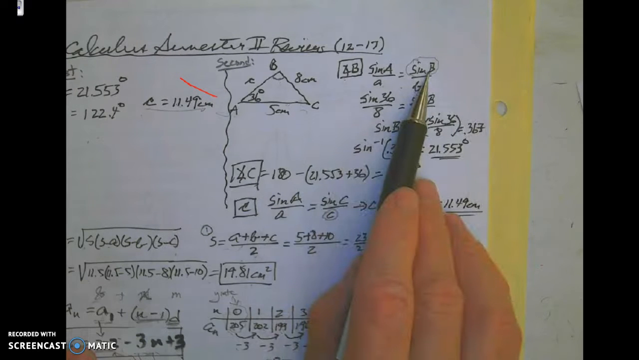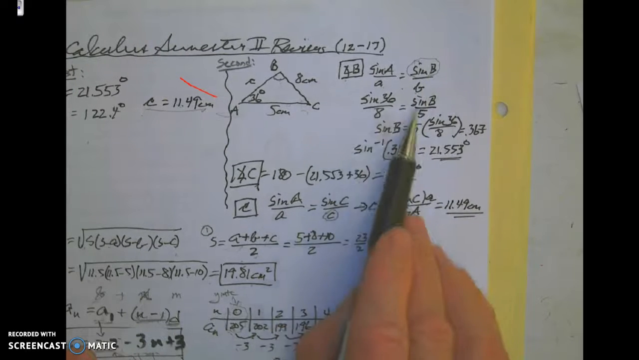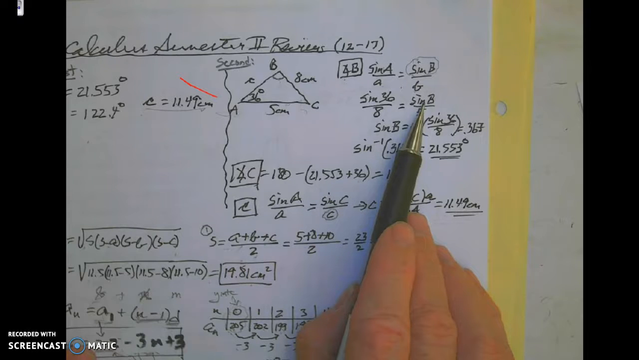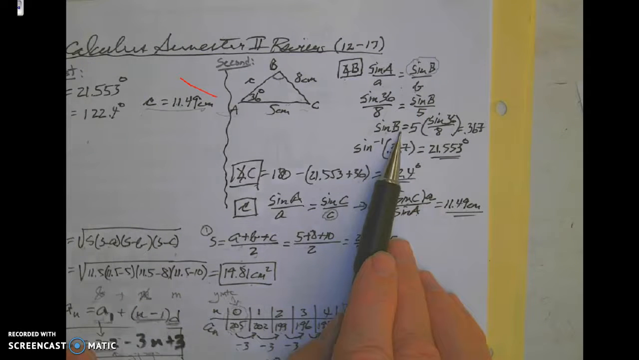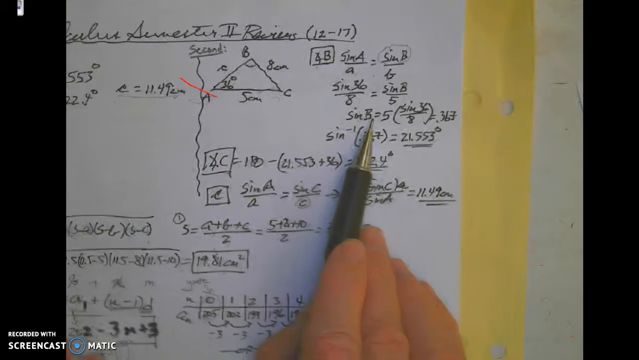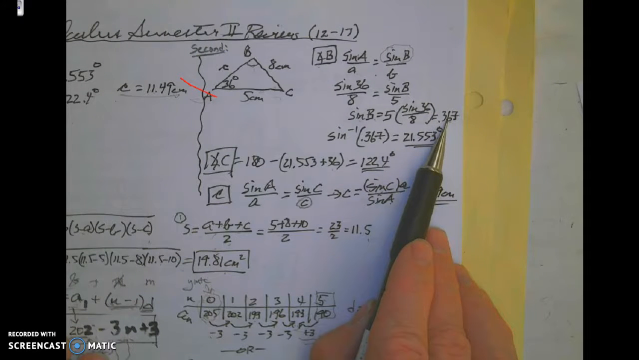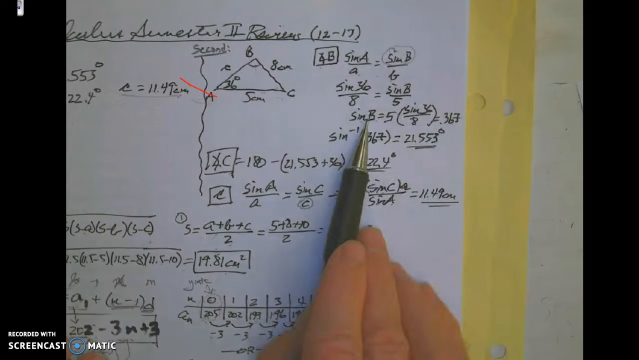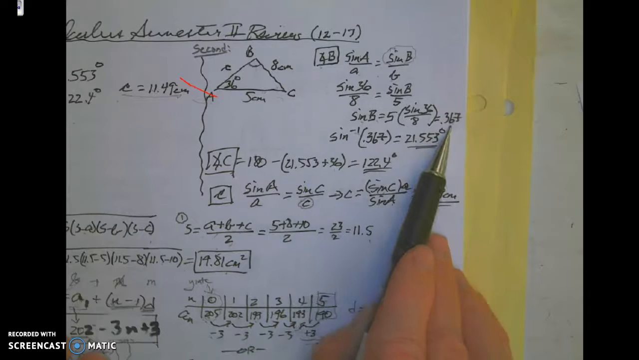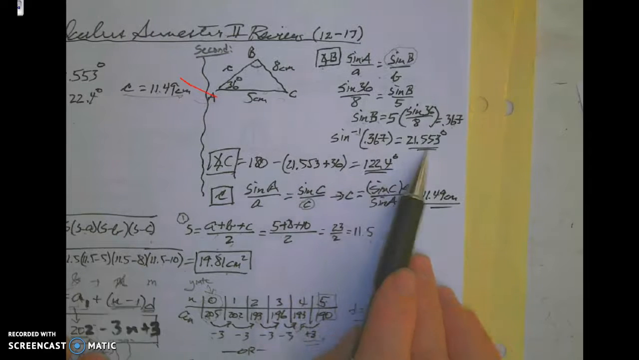And when I set that up, I can put in all my information. The only thing unknown is sine of B. And when I get sine of B isolated, then I'm going to get a number. Now that's just the ratio that sine of B equals. In other words, this is opposite over hypotenuse. But now I have to find angle B, so I take sine inverse of that number. And when I do that on my calculator in degree mode, I get that answer.